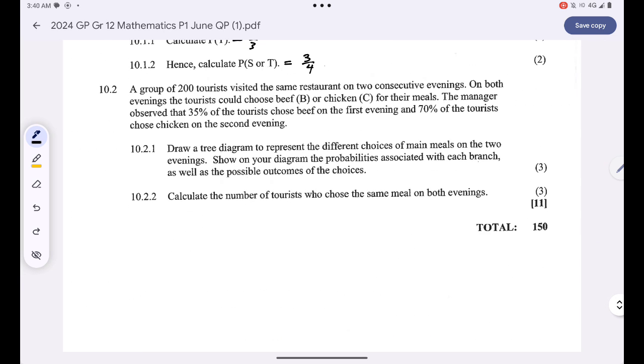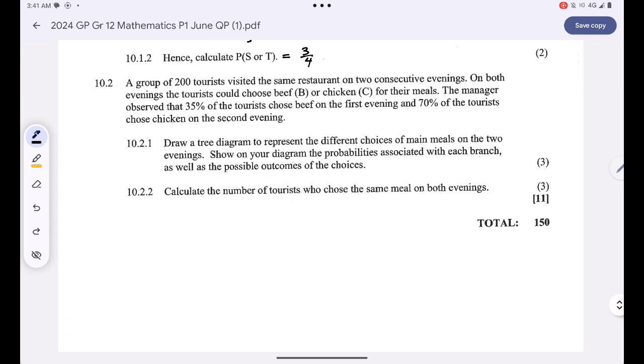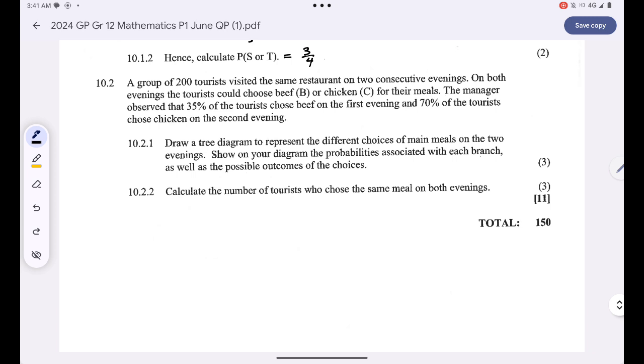Now we are told that a group of 200 tourists visited the same restaurant on 2 consecutive evenings. Both evenings, the tourists could choose beef or chicken for their meals. The manager observed that 35% of the tourists chose beef on the first evening, and 70% of the tourists chose chicken on the second evening. Draw a tree diagram to represent the different choices of main meals of the 2 evenings.